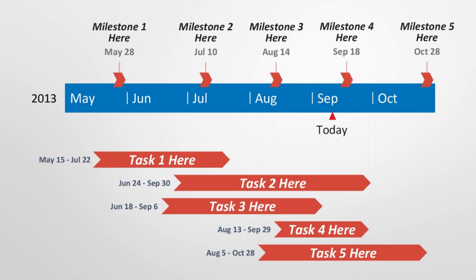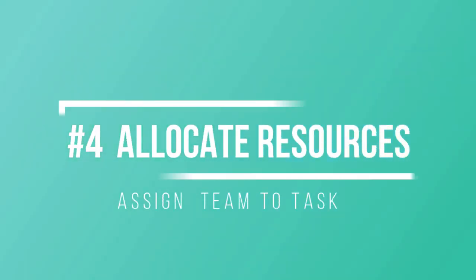Number 3, develop a timeline. Set the timeline for each task as well as its milestones, which will basically lead to completion of your project. You can utilize various tools like Gantt chart or MS Project or Primavera P6 to plan your activities and their duration. Number 4, allocate resources.